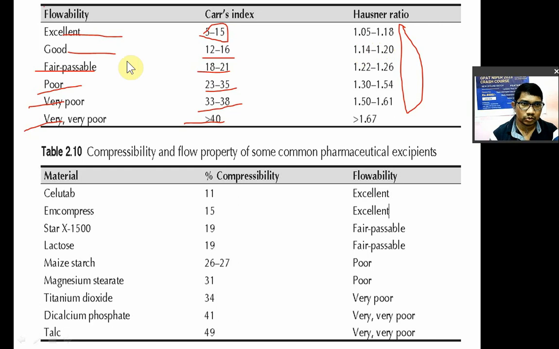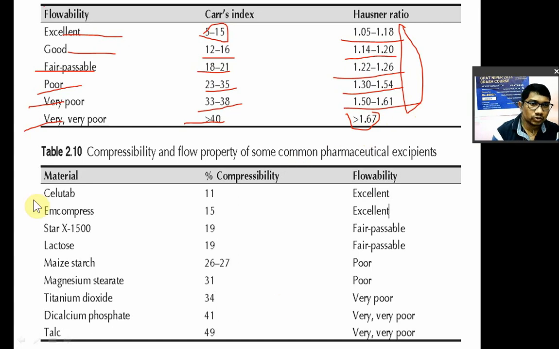So if Hausner's ratio of a powder is between 1.05 to 1.18, it is an excellent flow. If it is between 1.14 to 1.2, it is a good flow. If it is between 1.2 to 1.26, it is passable. If Hausner's ratio is between 1.3 to 1.54, it is a poor flow. If Hausner's ratio of a powder is between 1.5 to 1.6, it is a very poor flow. And if it is more than 1.67, it is a very poor flow.